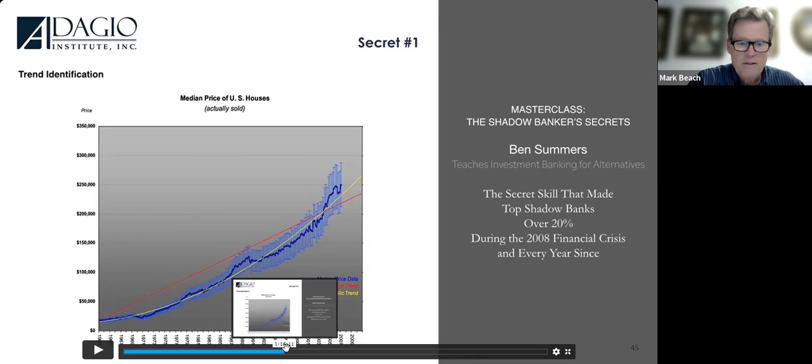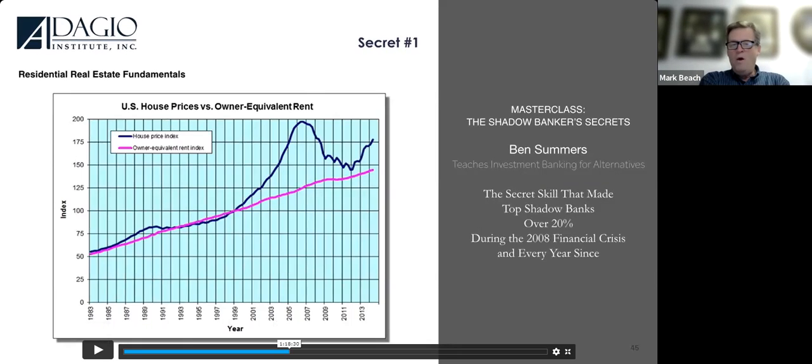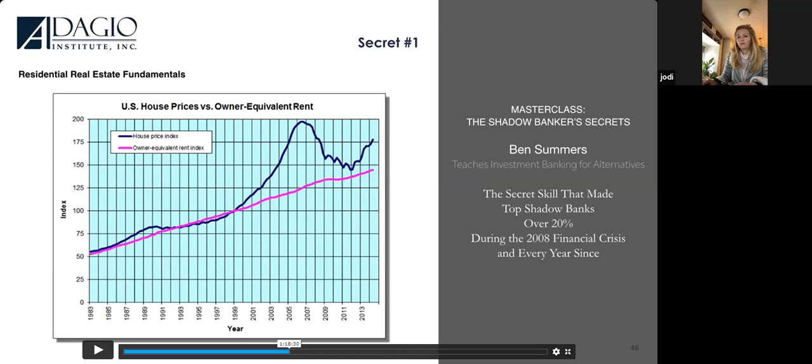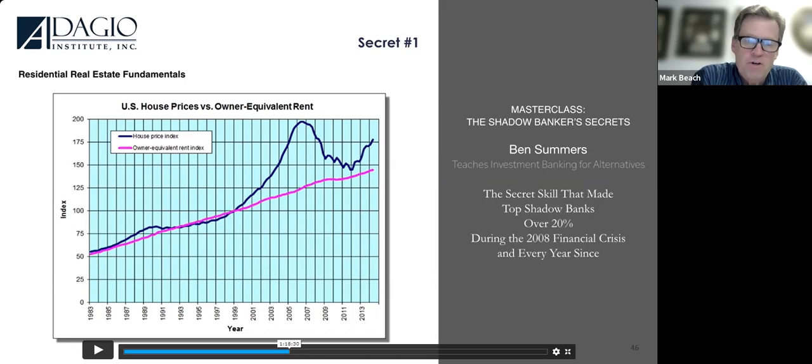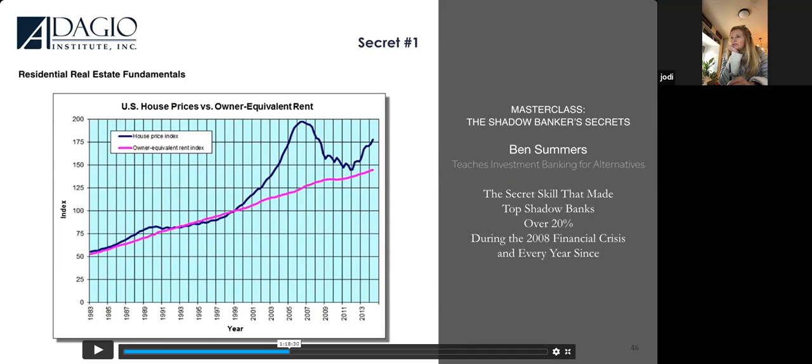Let me pull up this next slide right here. Oh, whoops. Alternative assets are buried. Okay, so what's wrong with this graph? Anybody? Okay, so these are the US house prices versus owner equivalent rent. What is this graph telling us? What kind of story can you tell by looking at these numbers? Anybody want to hazard a guess? Well, it looks like the house prices go ahead.